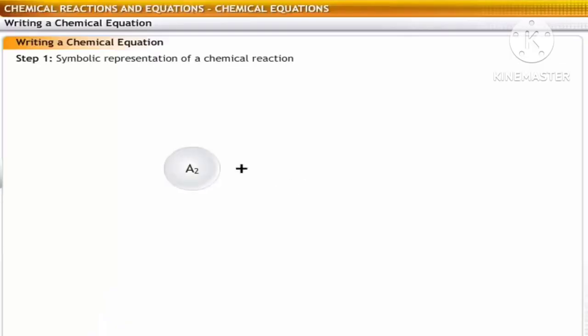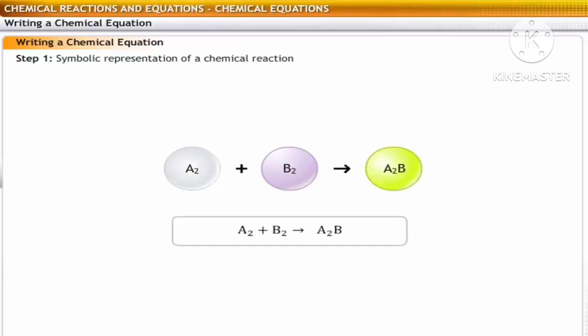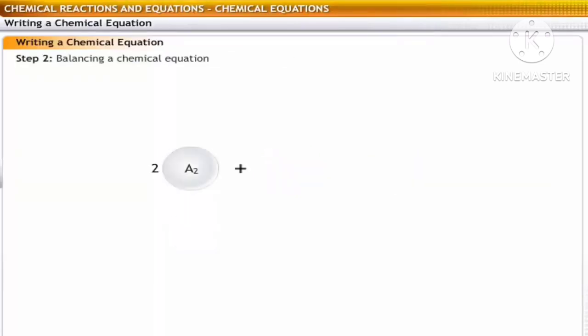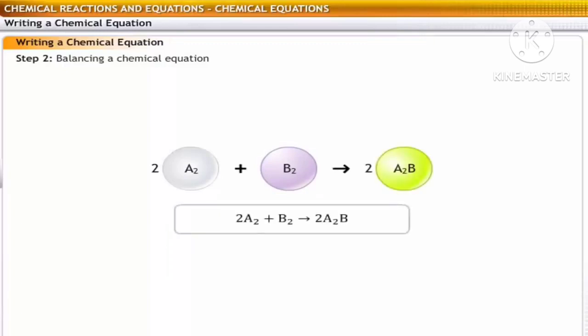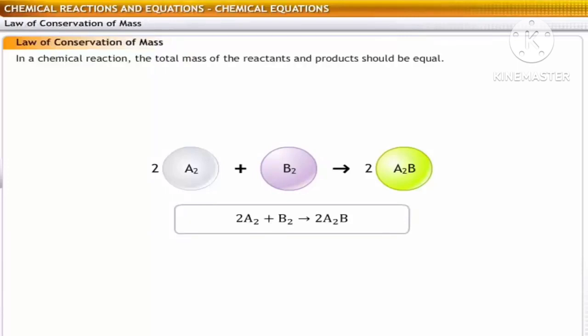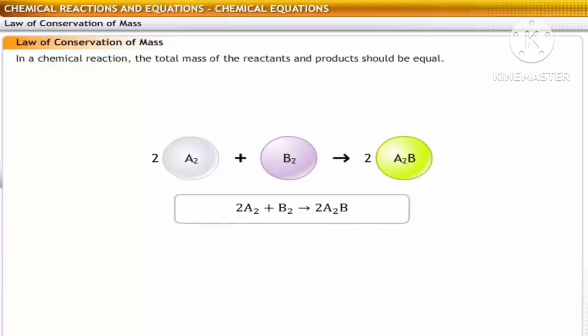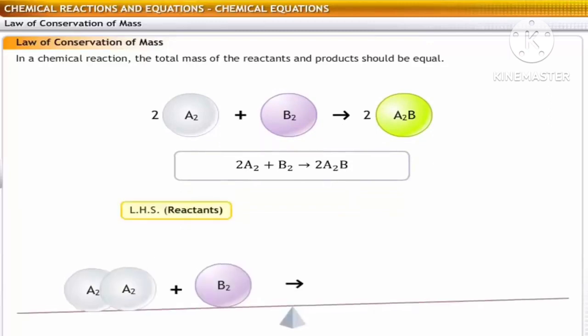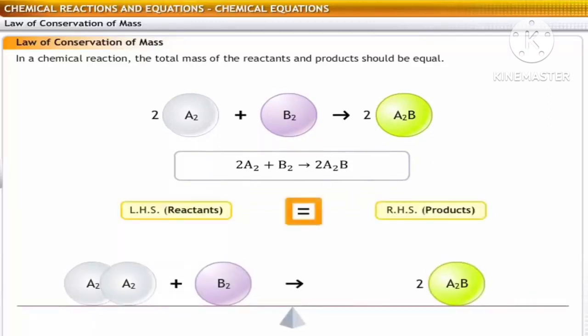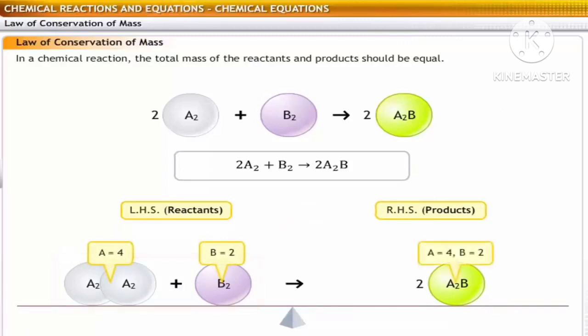A symbolic representation of a chemical reaction is the first step in writing a chemical equation. The next step is to ensure that the equation is balanced, considering the law of conservation of mass. The law of conservation of mass states that the total mass of the reactants and the products should be equal. This means the number of atoms of an element on the reactant side should be the same as the number of its atoms on the product side.